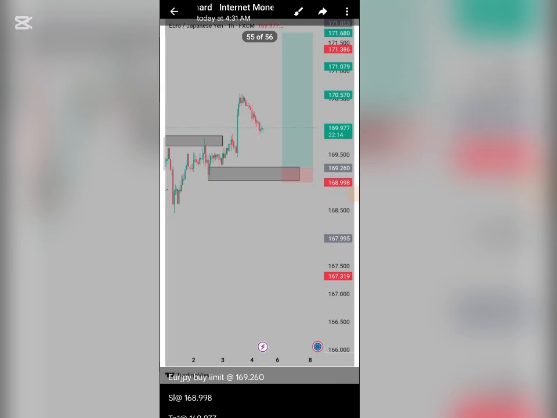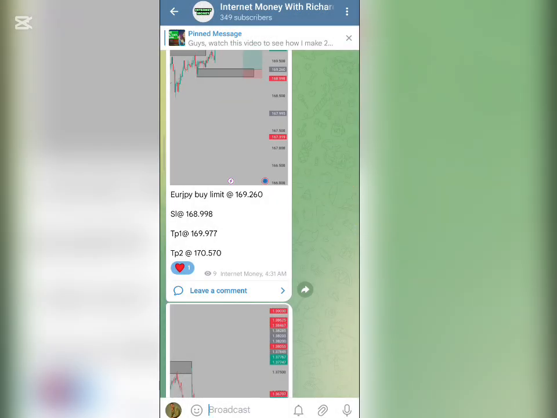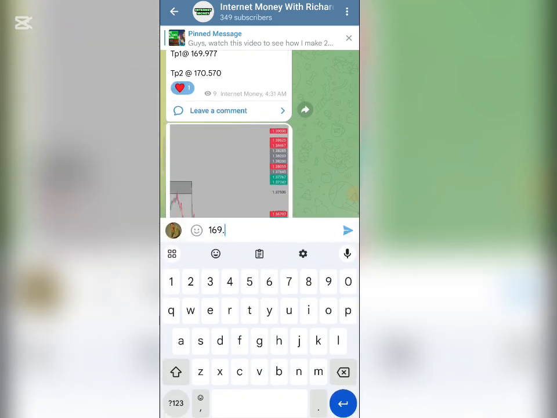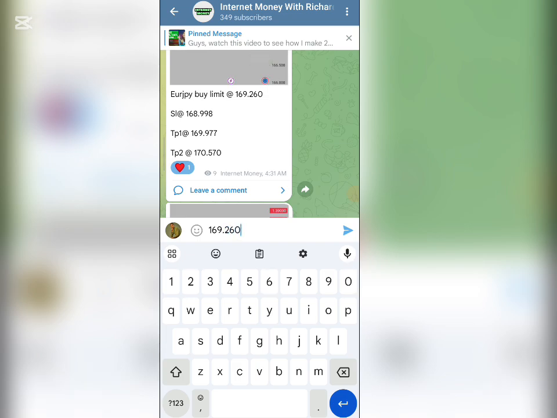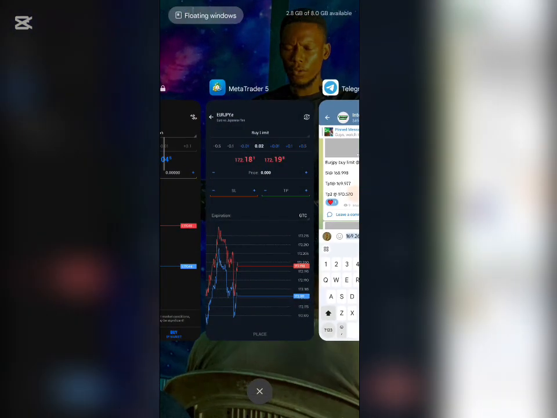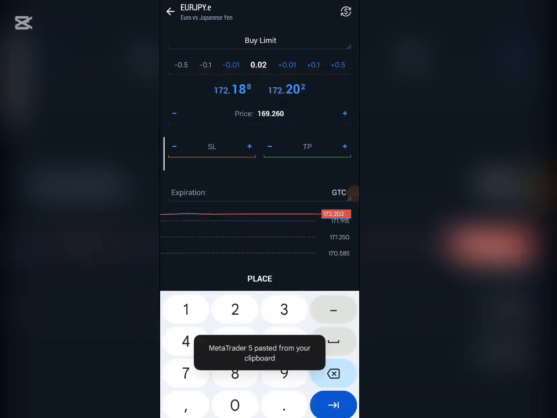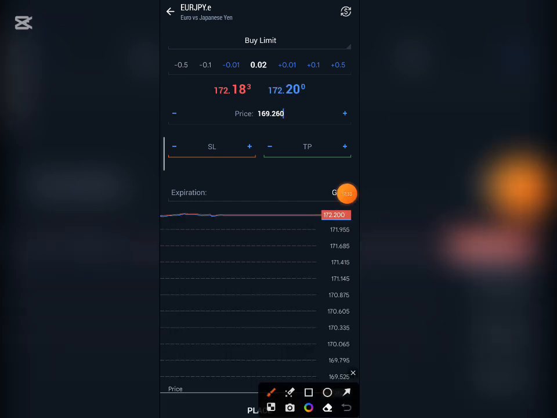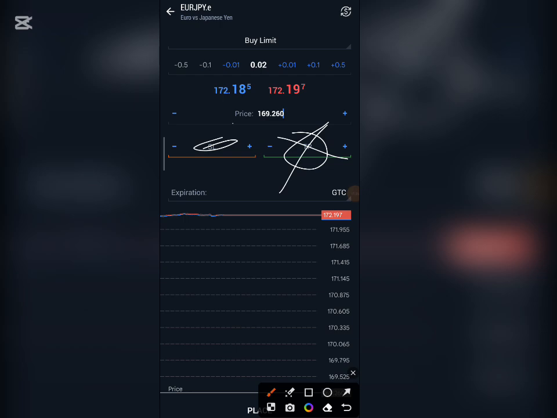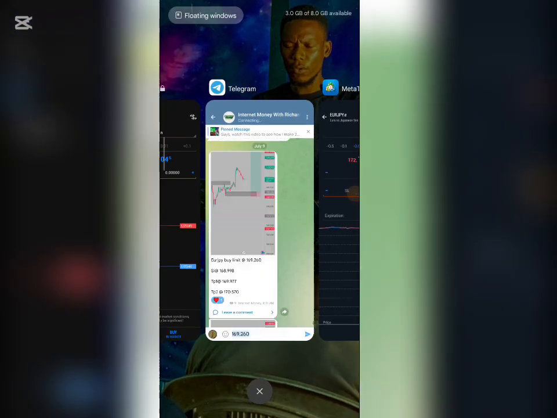If you look at it in this place, you can see 169.260. So that is our price. So you're going to copy it. Go to your MT4 or 5, then paste it under price, not under stop loss, not under take profit. Not under stop loss here, and definitely not under here. This is the right place.